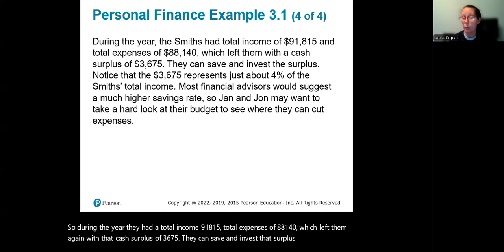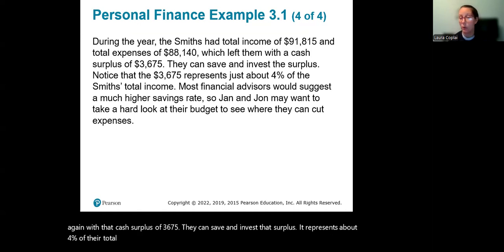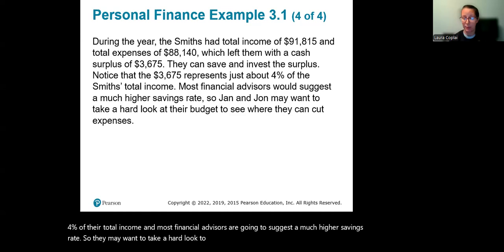It represents about 4% of their total income. And most financial advisors are going to suggest a much higher savings rate, so they may want to take a hard look to see where they can cut some of those expenses.